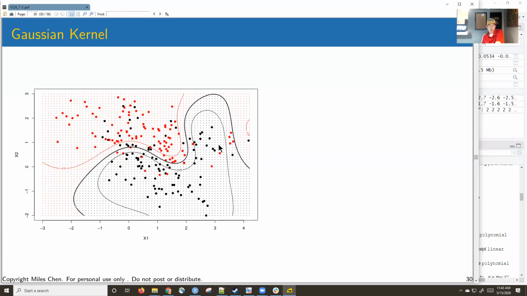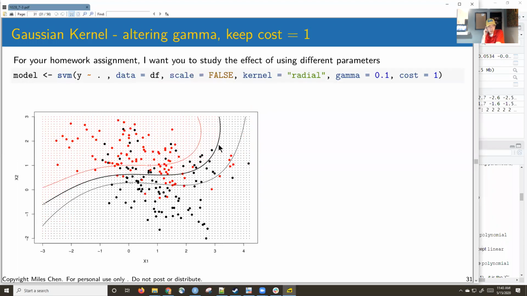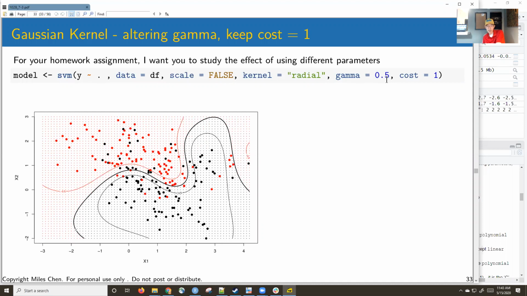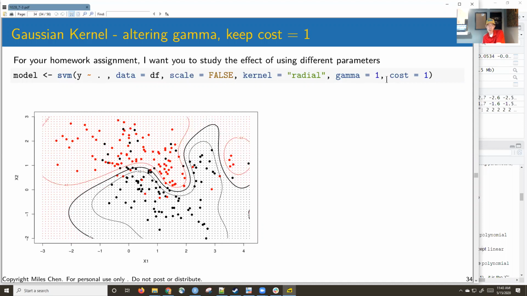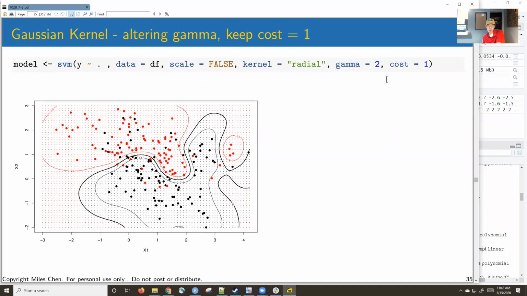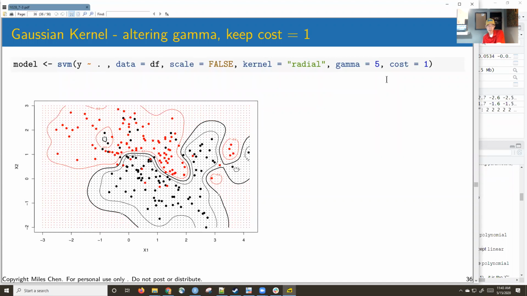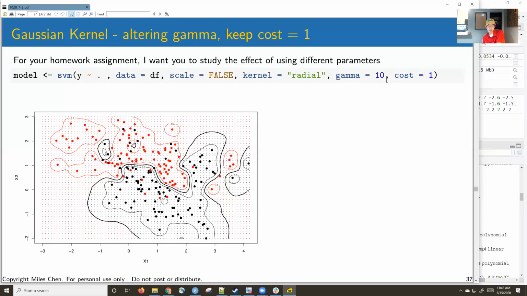So let me just show you what happens when you alter gamma. So here I'm going to keep cost at 1, and I'm going to start off with gamma equal to 0.1. So here's gamma 0.1, so low gamma, and you get this smooth line. And then gamma 0.3, gamma 0.5, gamma 1, gamma 2, gamma 5, gamma 10.